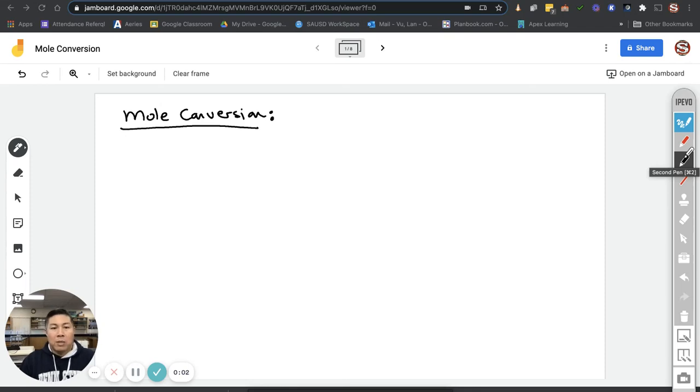All right, so this is going to be the discussion on mole conversion. So on your paper, can you solve this for me? $1 is how many quarters? $1 is how many quarters?